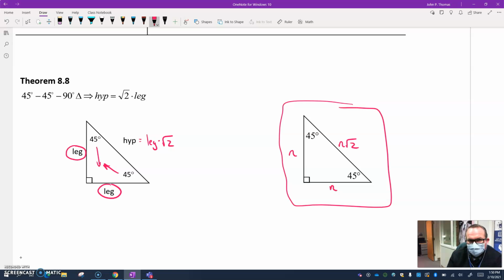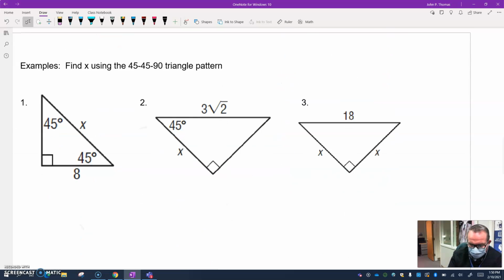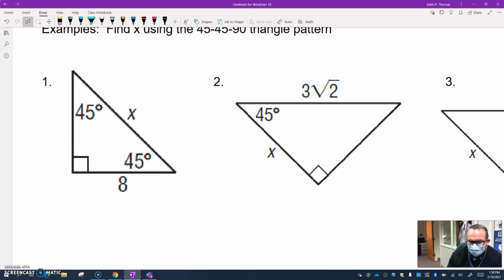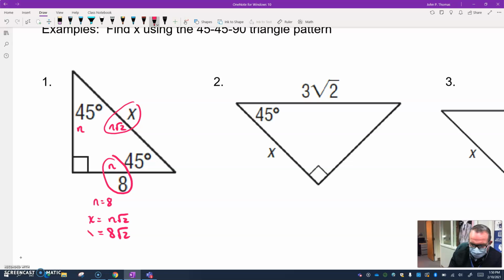So let's jump to some where we're going to use this. I'm going to look at this first one. Alright, so we've got a 45, 45, 90 triangle. So I'm going to go around the inside and put my labels, n and n root 2. So right here, it's very clear that my n value equals 8. And the x value that I'm looking for is n root 2, but in this case, that's 8 root 2, because we already found out that our n value is 8. And that's our setup for the first one.